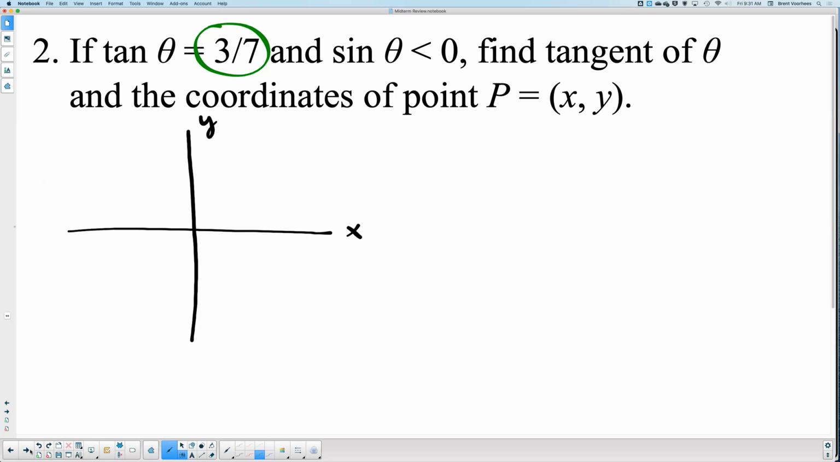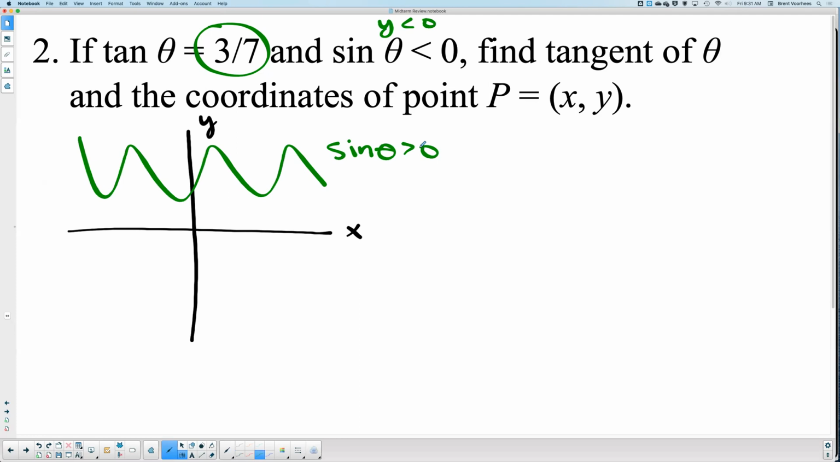Okay, it says sine is less than 0. What is that telling us? That sine is negative. That what is negative? Y. That y is less than 0. So we're not going to be up here because that's where sine is greater than 0. We are going to be down here because that's where sine is less than 0, or y is less than 0. So what's the only quadrant that we can have a positive tangent? Quadrant 3. So that's going to be y 3, x 7. So it's going to be like a line like this.